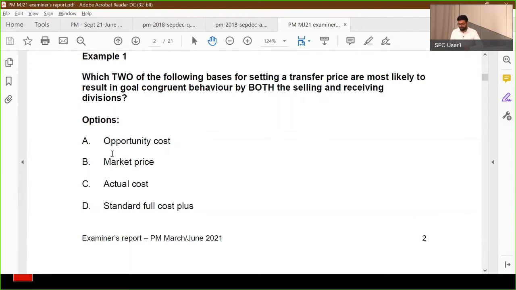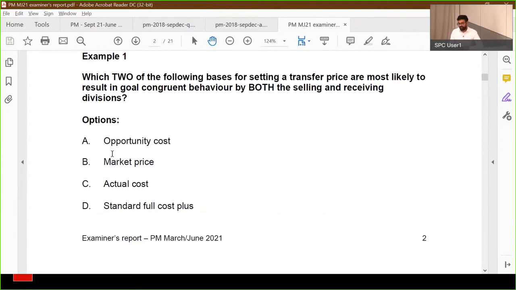First of all, opportunity cost. Now we need to know what is opportunity cost. So opportunity cost means that we are taking into account the variable cost to make the product, and if we have any sort of loss on selling the goods internally to the division, then that loss of contribution, that's opportunity cost, will also be taken into account while setting the transfer price.